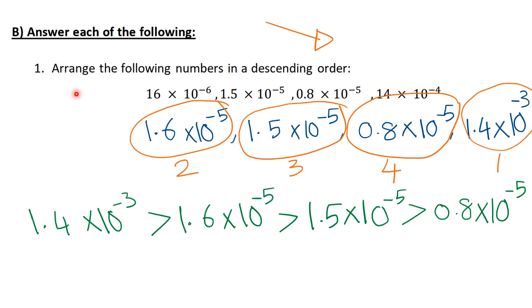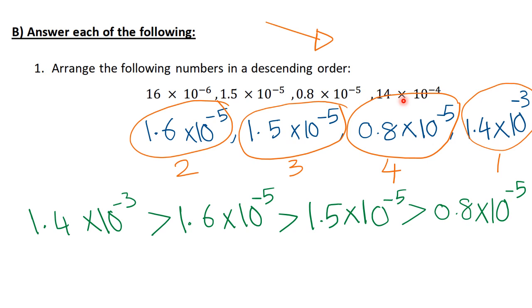For question 1, it says arrange the following numbers in descending order. But first, to arrange these numbers, we have to get them all into scientific notation form. And we know that in scientific notation form, the first number should be between 1 and 10. And if we look here, it will be 16. 16 is greater than 10. So now we can compare all these numbers because they are different from each other.